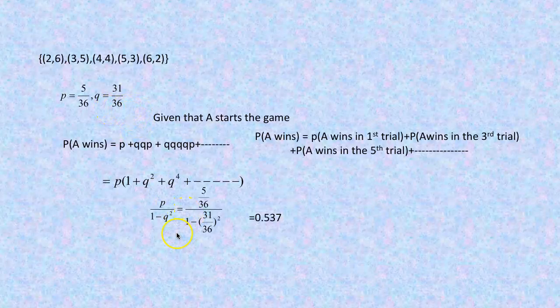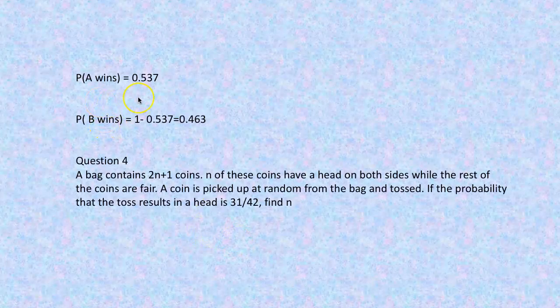P is 5 by 36. Q is 31 by 36. So substituting you get 0.537. So probability that A wins is 0.537. We need to find probability that B wins. That is 1 minus 0.537 because either A wins or B wins. So this answer is 0.463.